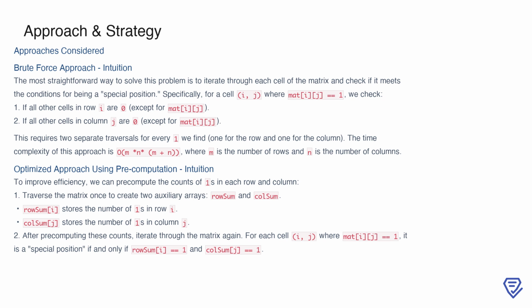By pre-computing the counts of 1s in each row and column, we can significantly reduce redundant checks. Specifically, we create two auxiliary arrays, rowsum to store the number of 1s in each row, and colsum to store the number of 1s in each column. Once these arrays are built, we can determine if a cell is a special position with a simple check to see if rowsum[i] equals 1 and colsum[j] equals 1. This eliminates the need for repeated row and column scans, offering a much more efficient solution.